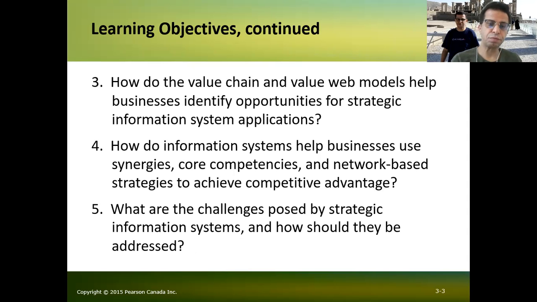Number four, how do information systems help businesses use synergies, core competencies, and network-based strategies to achieve competitive advantage? And what are the challenges posed by strategic information systems, and how should they be addressed?